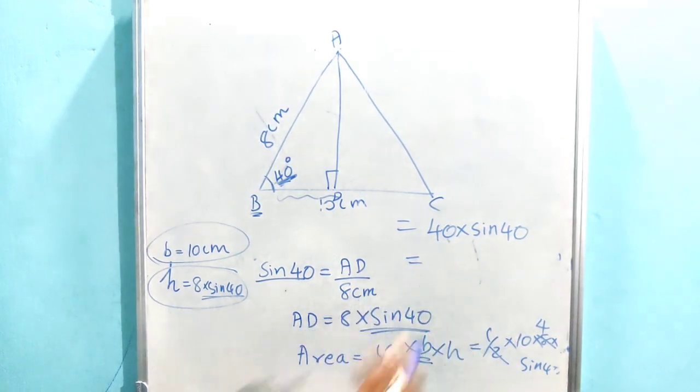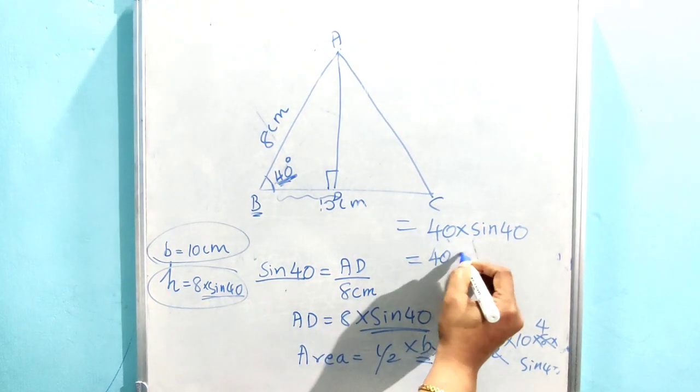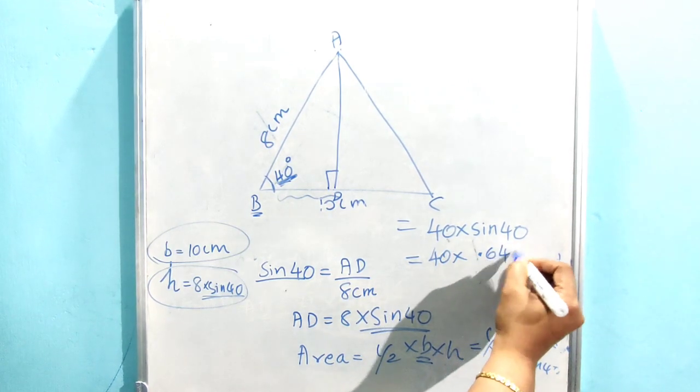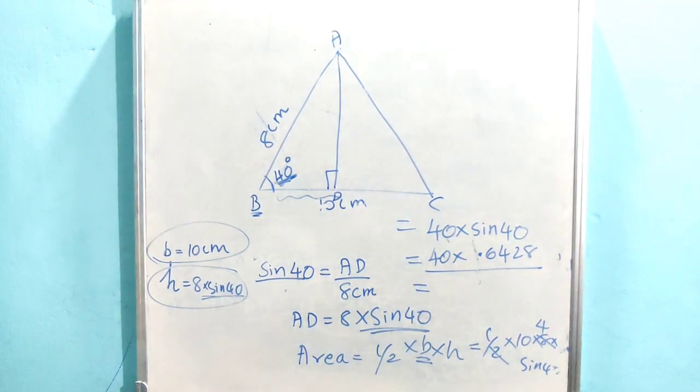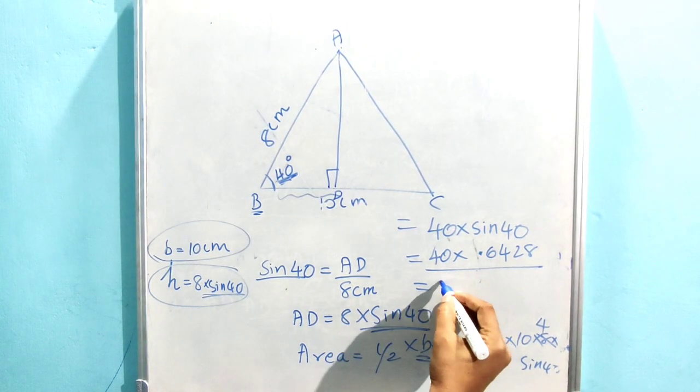And from the table in page number 124, we can see the value of sine 40 is 0.6428. Okay, the value of sine 40 is 0.6428. Then just multiply these two, then we have the answer. That is the area of the triangle.